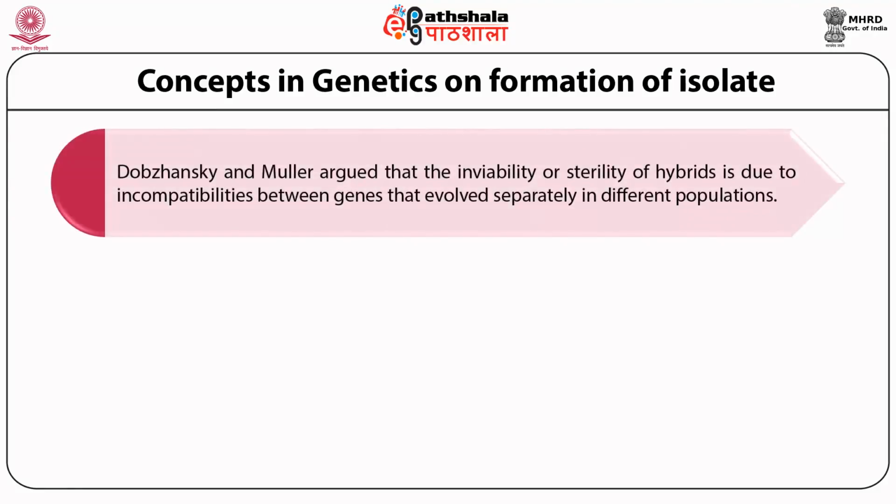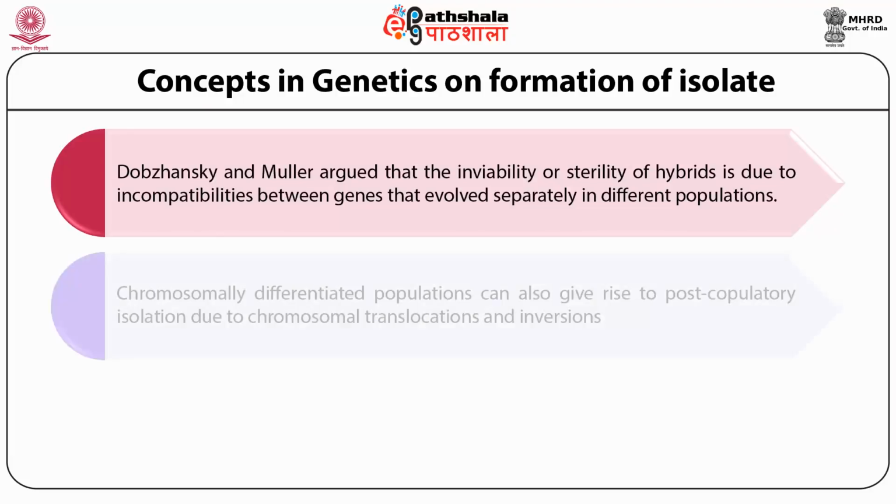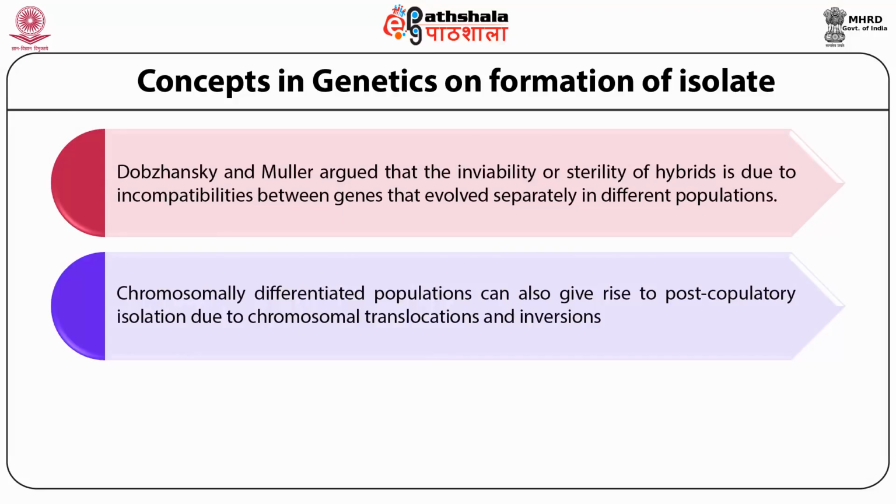Different breeding experiments on species of Drosophila have led to another conclusion. Chromosomally differentiated populations can also give rise to post-copulatory isolation due to chromosomal translocation and inversion. For example, a reduced fertility with chromosomal aberration arises due to incomplete meiosis when a reciprocal translocation is fixed in a population. Such an example of chromosomal changes leading to reduced fertility can be drawn from the two twin species of Drosophila from the Indo-Pacific region.